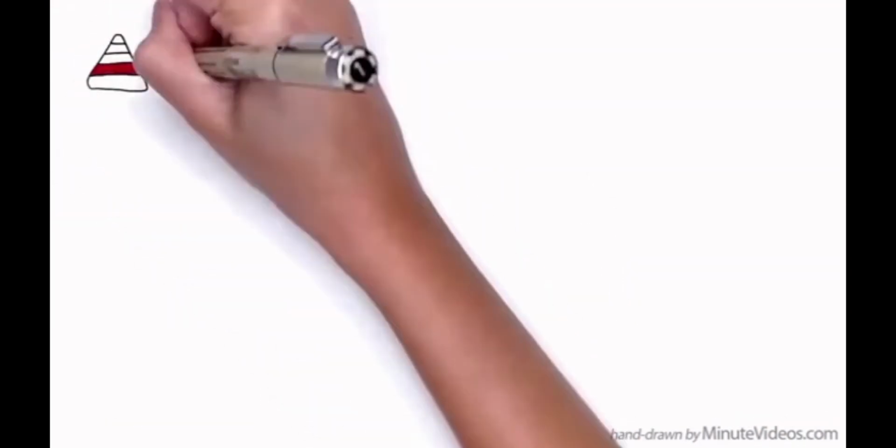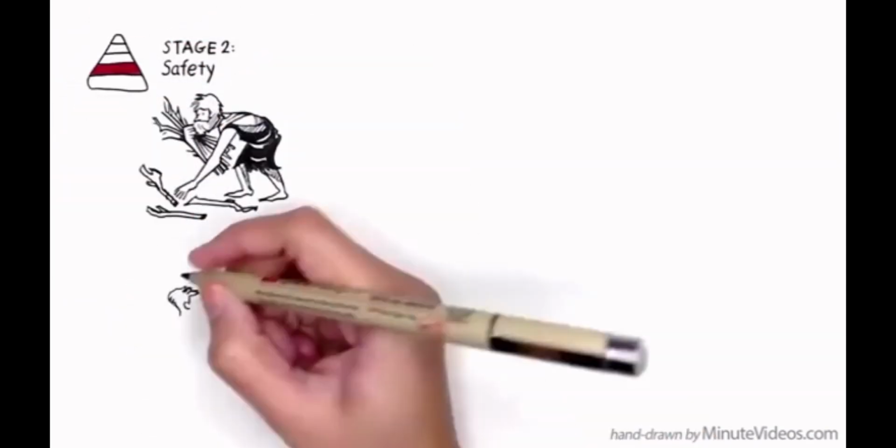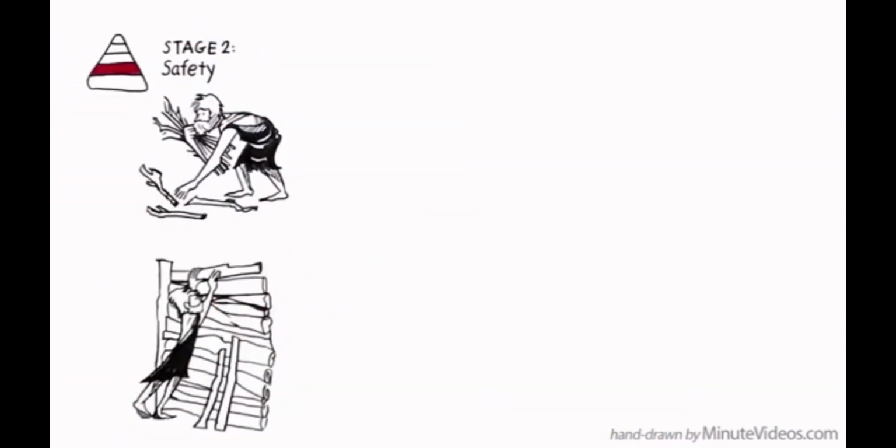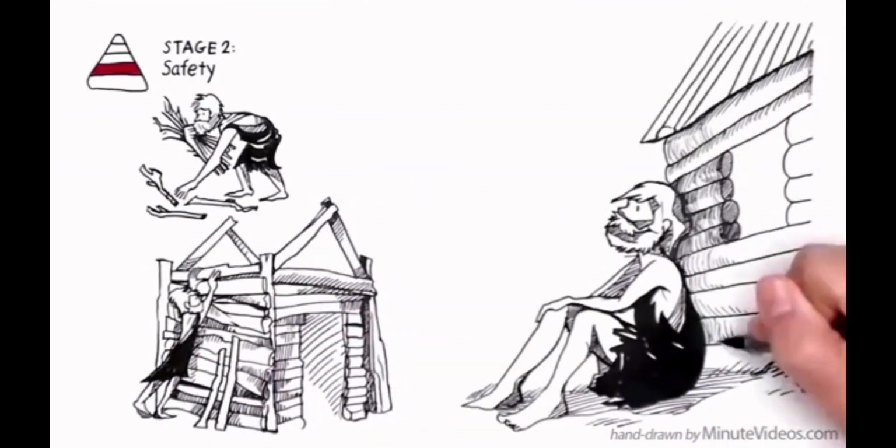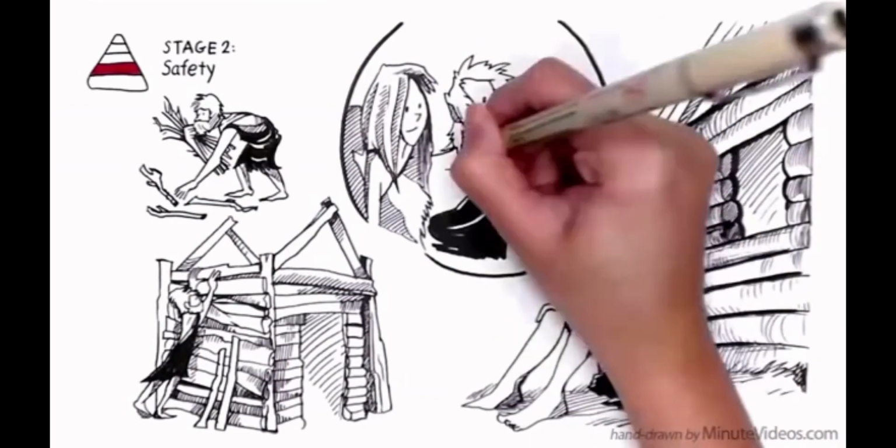Now we want safety. We try to earn money, build up resources, and look for shelter that protects us against dangers. Once we are satisfied and feel safe, we have time to think about what we want next.